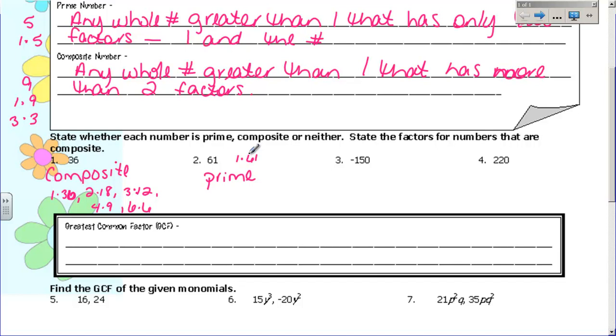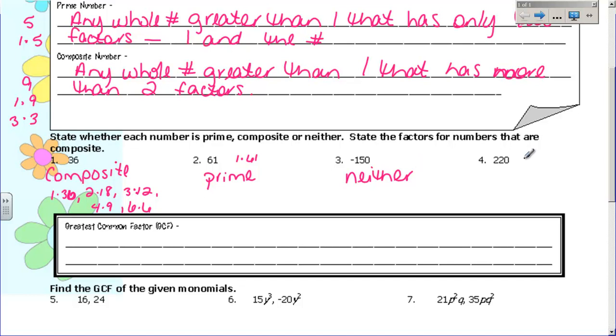Now number 3, I have negative 150. If you look at my definition of prime and composite, both definitions start with any whole number greater than 1. If it is negative, it is not greater than 1. It is definitely less than 1. Therefore, this is neither because it is not greater than 1. So negative numbers are always going to be neither because they do not fall into the definition that we have for prime and composite.